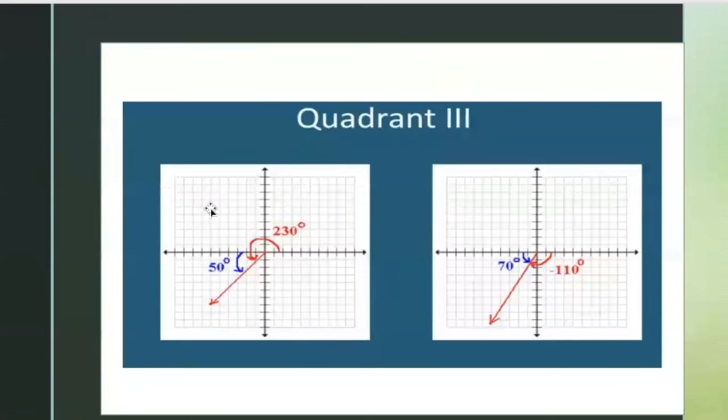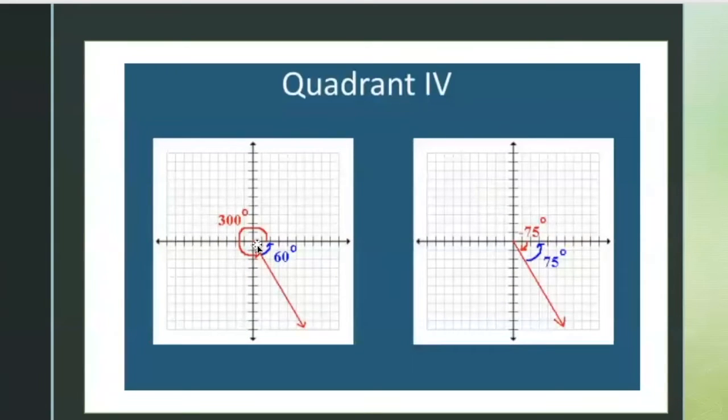For quadrant 3, we have 230 degrees. As you can see, the reference angle is between the terminal line and the negative x-axis, which would be 50 degrees. While for negative 110, here the reference angle is between the terminal line and the negative x-axis. So always between the terminal line, which is the red mark, and the x-axis.